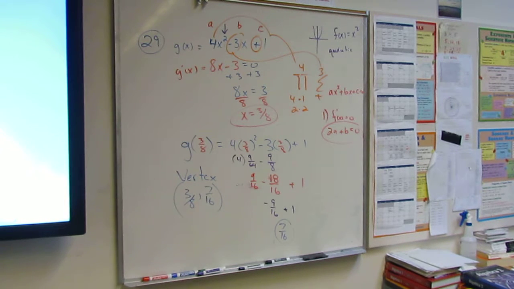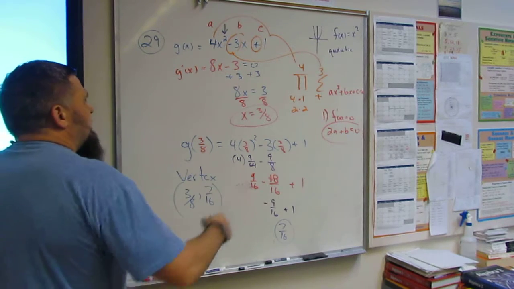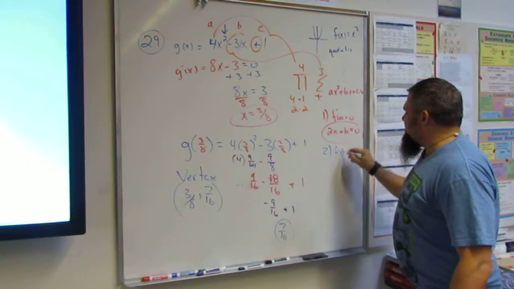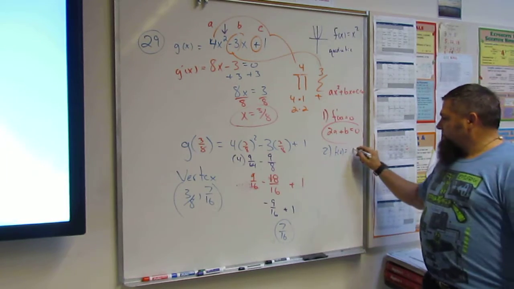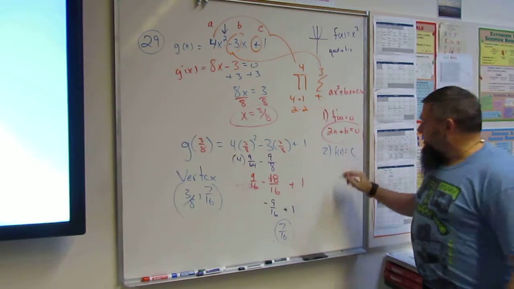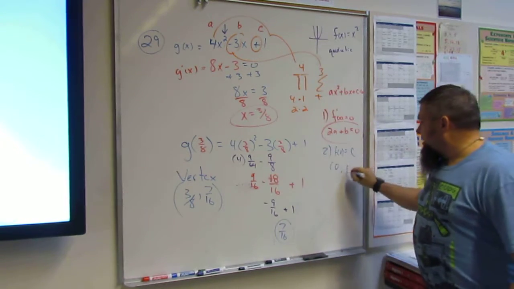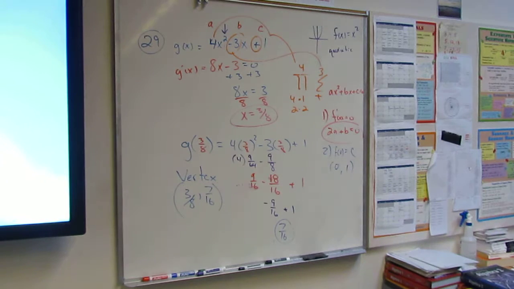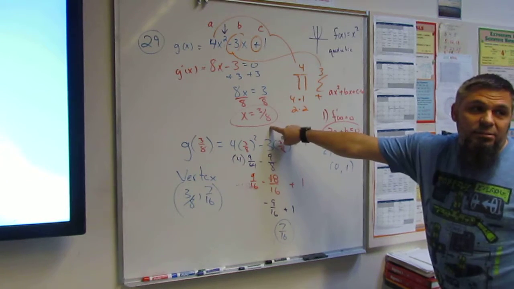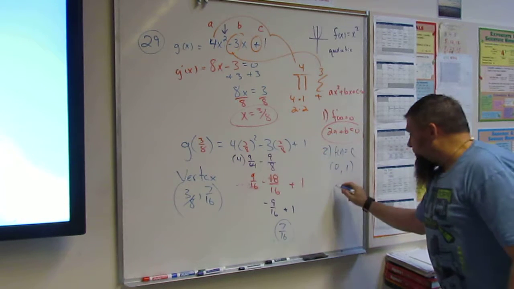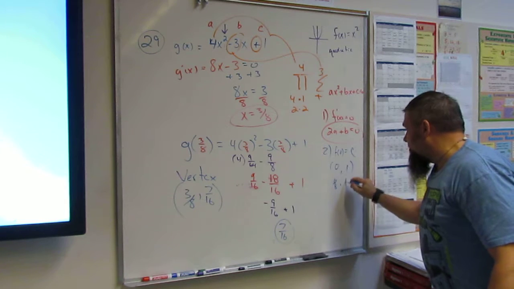The point of this is to figure out where it's being graphed. Okay? The second step was that if I put in 0, what do I get? C, right? So if I put in 0, I should get C. 1. If I put in 2 times the axis, what is 2 times this? Wouldn't that just be 6/8? Right? So if I put in 6/8, I should get 1.